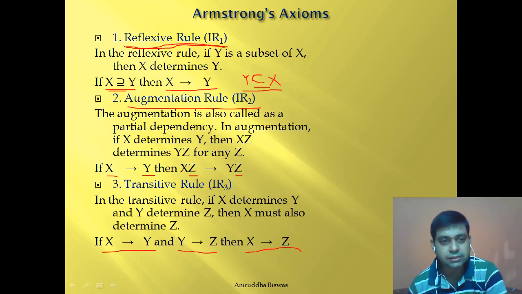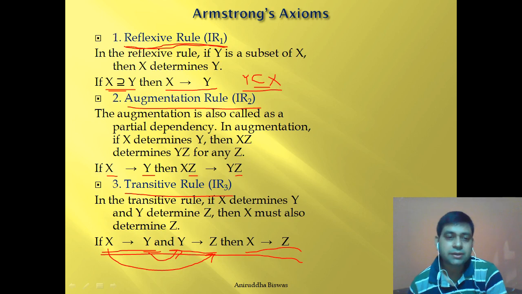So the third rule of Armstrong axiom establishes this particular notion, or this is the axiom statement, that x determines y and y determines z. If these two hold, then x determines z. So there is no direct determination of x determines z, but just via y, x can determine z. So this is how the transitive property or transitivity property holds.